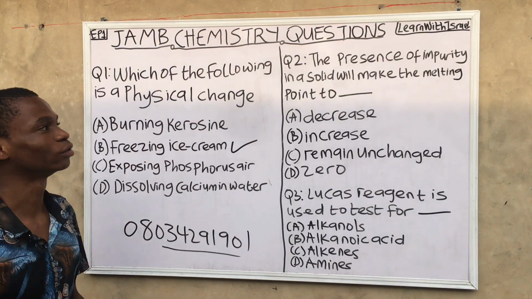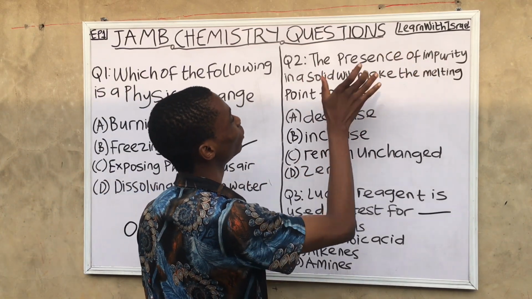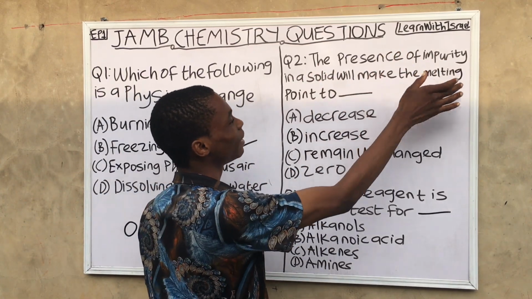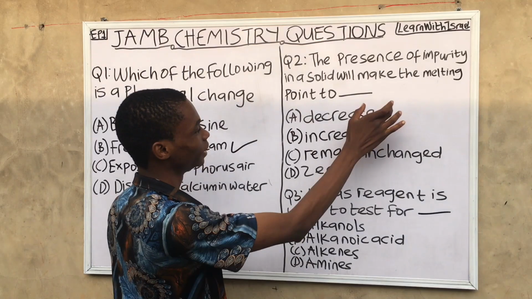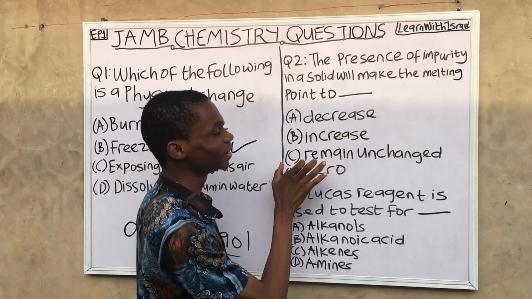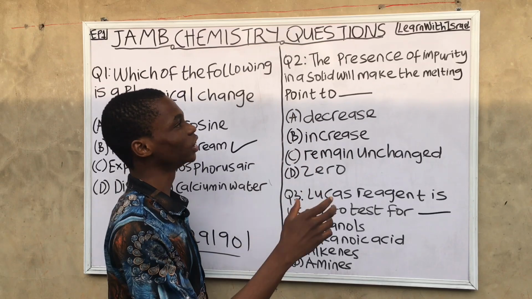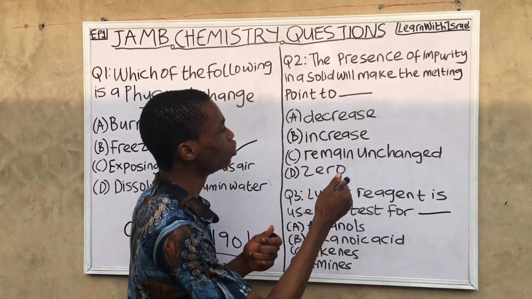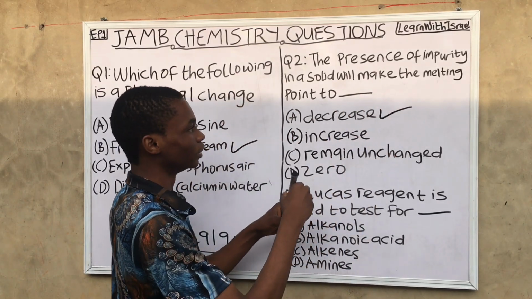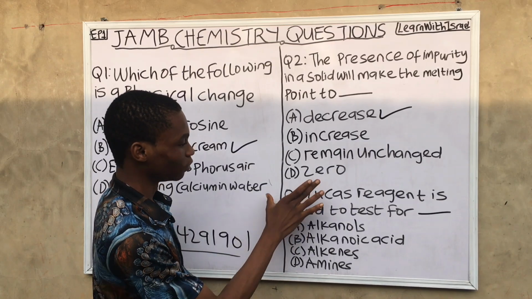So let's move to question 2. The presence of impurity in a solid will make the melting point to dash. A. Decrease. B. Increase. C. Remain unchanged. D. 0. So the presence of impurity in a solid will make the melting point to decrease. So let's move to question 3.